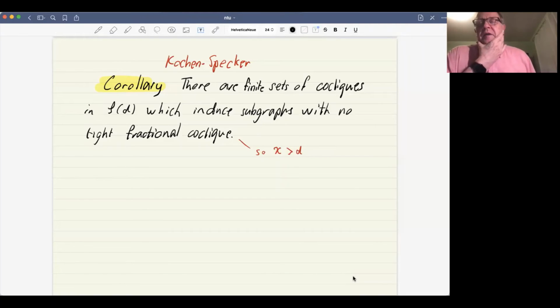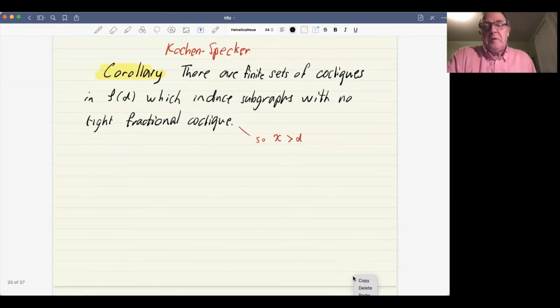The Kochen and Specker theorem is essentially the assertion that you can find a finite set of co-cliques in S^D, co-cliques of size D, that induce a subgraph which doesn't have a tight fractional co-clique, and therefore its chromatic number is greater than D. Now, if you have an infinite graph with chromatic number greater than D, by the de Bruijn-Erdos theorem there are finite subgraphs with chromatic number greater than D, but we're not just asking about chromatic number, we're asking about fractional co-cliques. But compactness gives it to you. And so this gives you the Kochen and Specker theorem. A lot of textbooks on quantum physics talk about the Kochen and Specker theorem. Most don't mention Gleason's theorem because of its notoriously difficult proof, I guess.